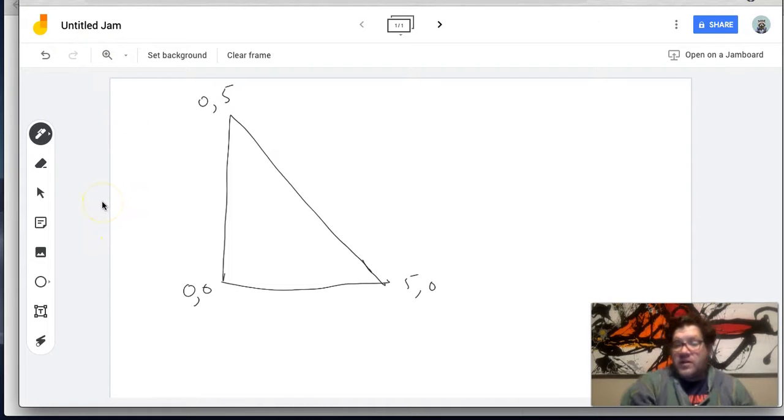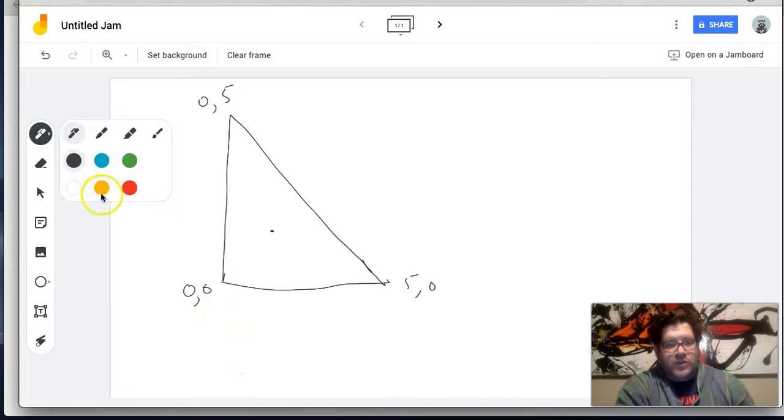Okay, so now I need to find the in-center. It's going to be somewhere in here, right? And so to do that, what I need to do is 2 steps for each side. I need to find the midpoint of each side, okay? And then I need to find a line that is perpendicular to it, okay? And I will show you a cool hack that we can do.